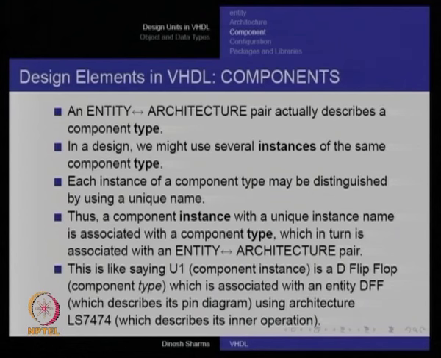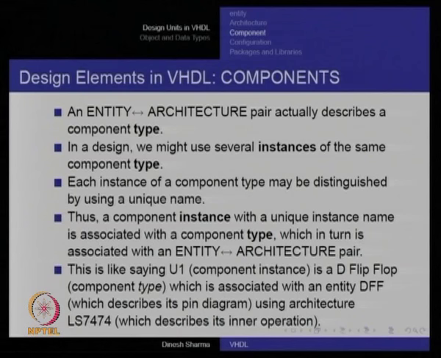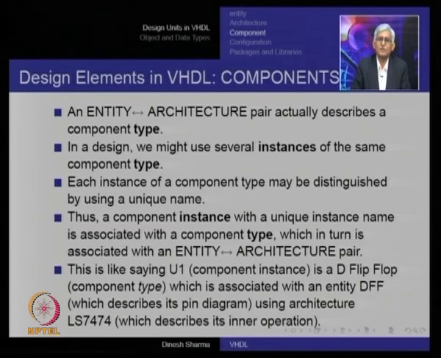Now, let us look at specific design elements in VHDL. We have looked at entity architecture. This entity architecture pair actually describes a template, as we had seen, a type. In a design, we might use several instances of the same component type. Each instance of a component type must be distinguished by using a unique name. Thus, a component instance with a unique instance name is associated with a component type, which in turn is associated with an entity architecture pair.